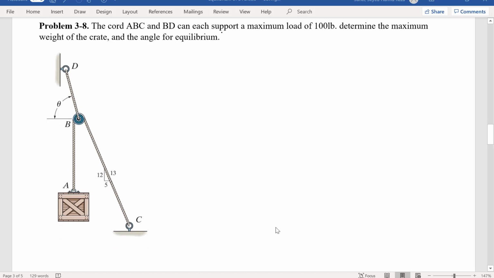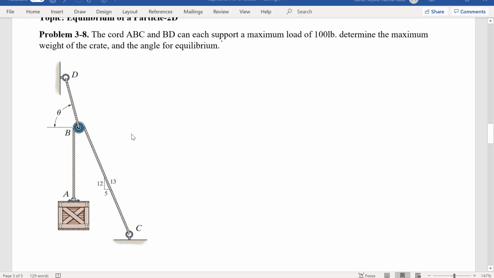So in this problem we can see that we have two cords, ABC as well as BD. Because the cord is the same here, the pulley is only changing the angle and not the magnitude of the force. So the tension in cord AB and BC would be the same, but the tension in cord BD would be different. So the problem is asking for theta. So theta is one of the unknowns, as well as W, the maximum weight of the crate.